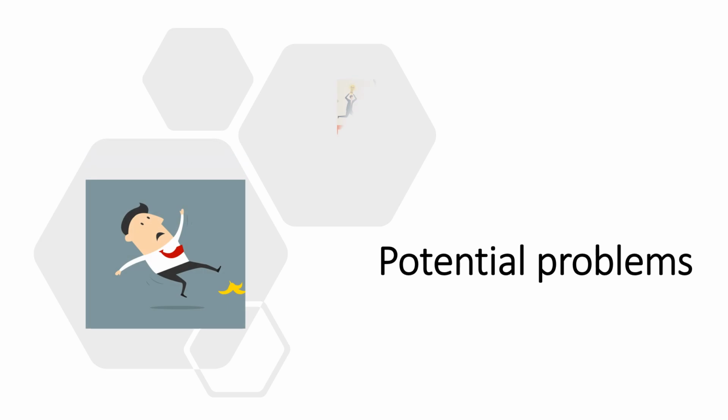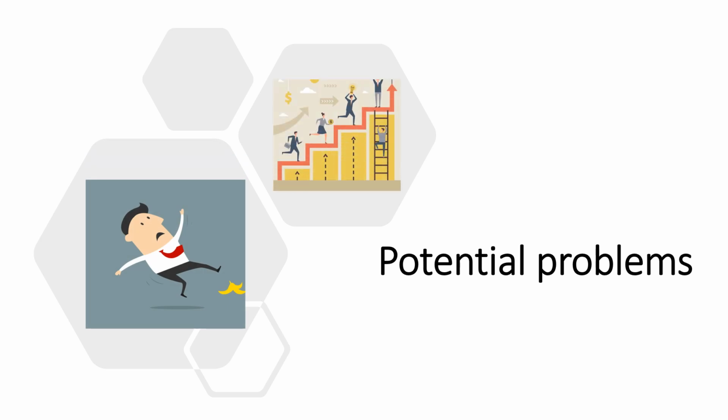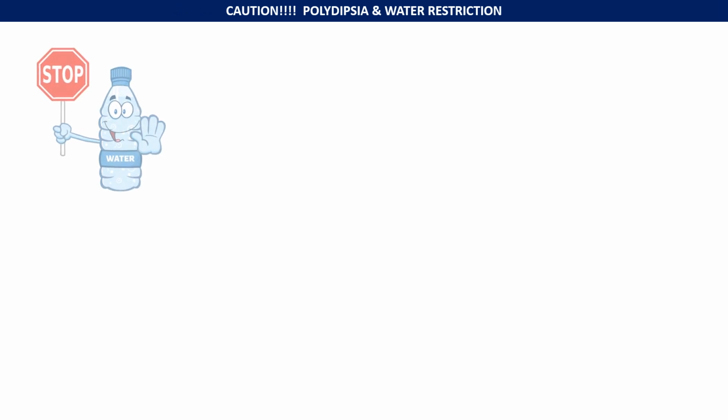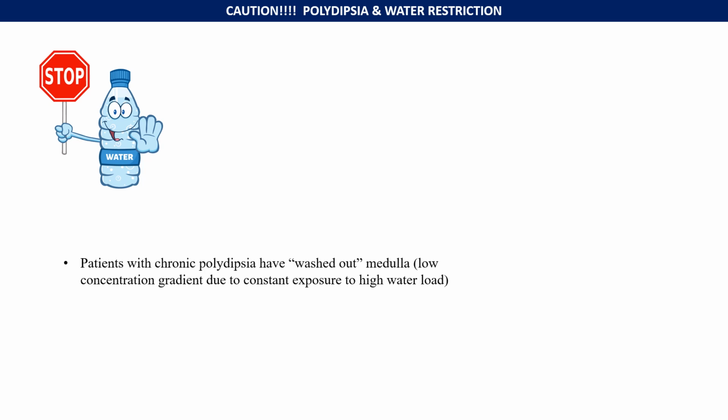Although the treatment plans for hyponatremia seem relatively straightforward, a few potential problems may arise during the treatment of hyponatremia. Caution with strict water restriction in patients with chronic polydipsia. Patients with chronic polydipsia have a washed-out medulla. The chronic exposure to high volume of water interferes with the maintenance of the medullary concentration gradient that is necessary for effective water reabsorption. This leads to poor water reabsorption by the kidneys.